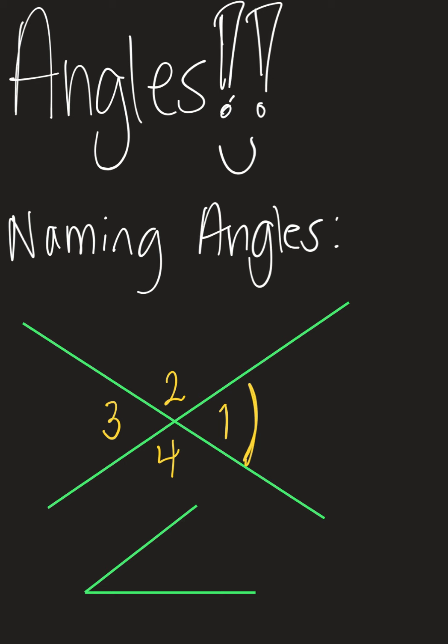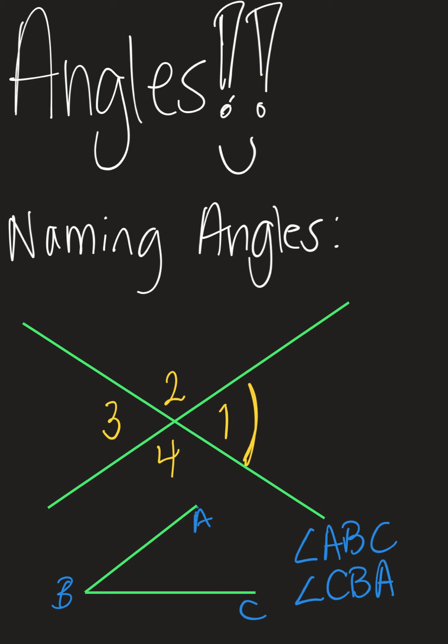Another option is to use letters in naming an angle. So I'm going to start with the one on the bottom here. Let's say this is A, this is B, and this is C. So there are two ways I can name with letters. One is to simply say ABC or CBA, right? Angle ABC or angle CBA.